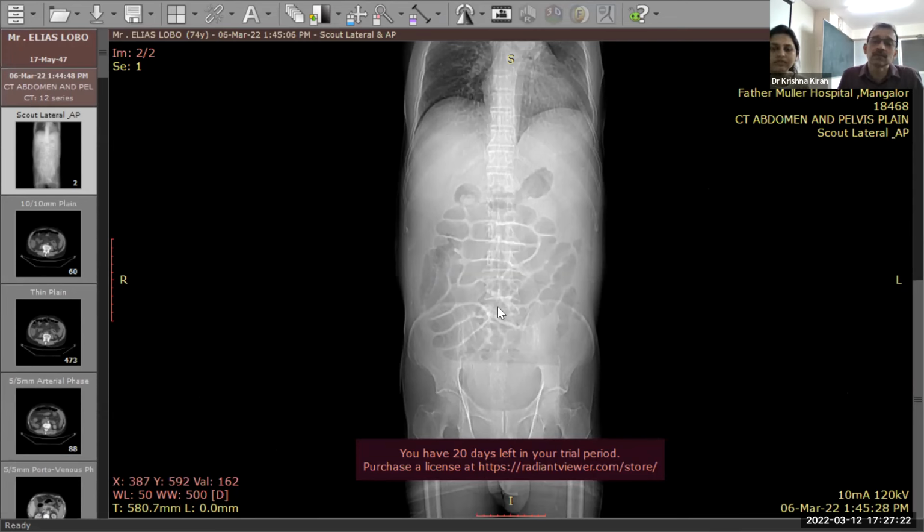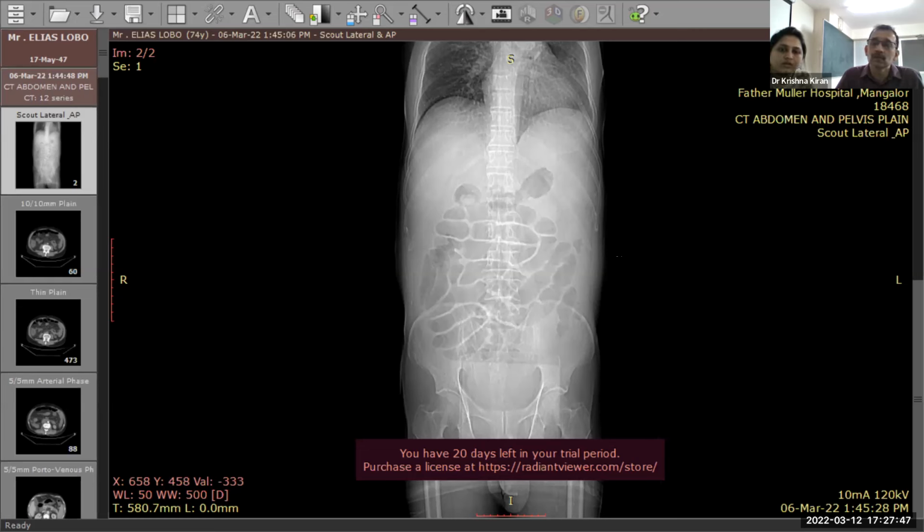This was a case of a 74-year-old male who came with complaints of easy fatigability. General physical examination was unremarkable. Lab parameters showed elevated AFP levels. AFP was around 3,500 nanograms per milliliter. So in view of elevated AFP, a CT abdomen pelvis was done.